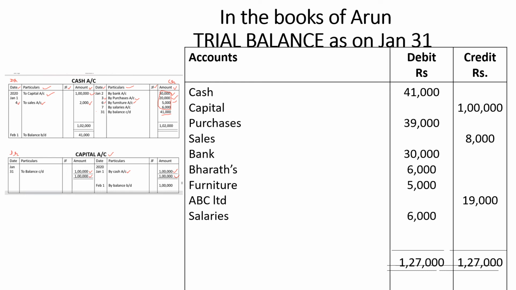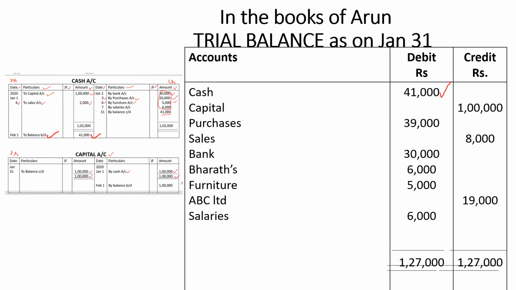Why are we writing it in the debit column? Because we got a debit balance here. So for your reference, check this cash ledger account. So here on February 1st, to balance brought down 41,000 rupees. This is on the debit side and it is a debit balance. So debit balance, debit column. In the trial balance in the debit column, you have to write 41,000.